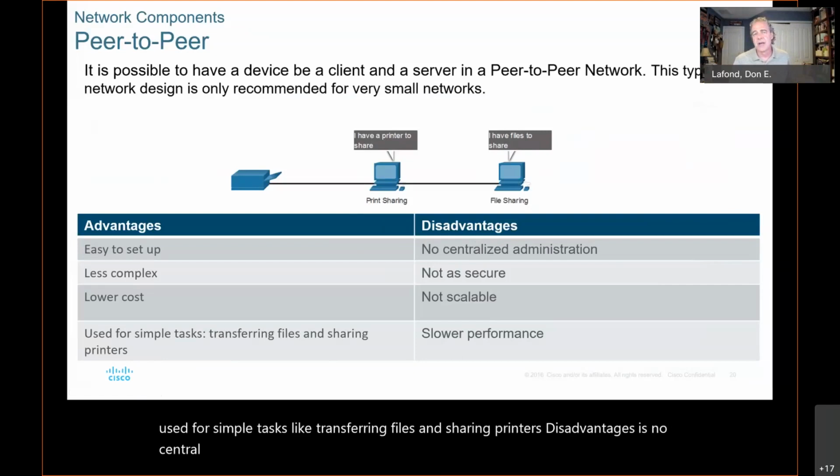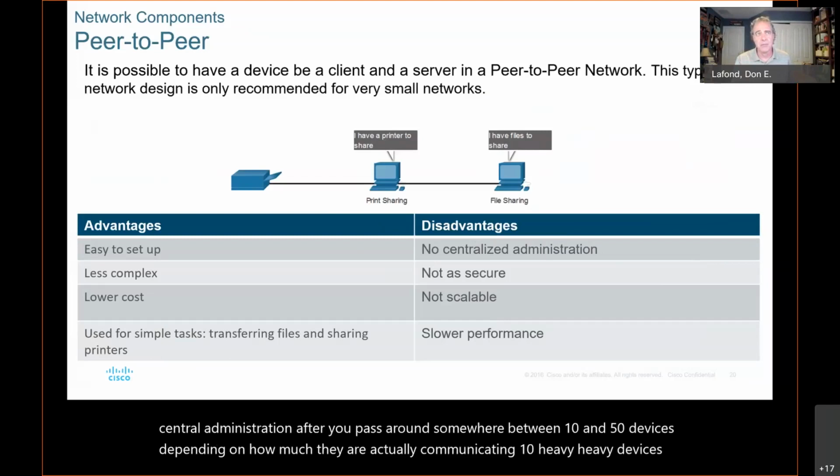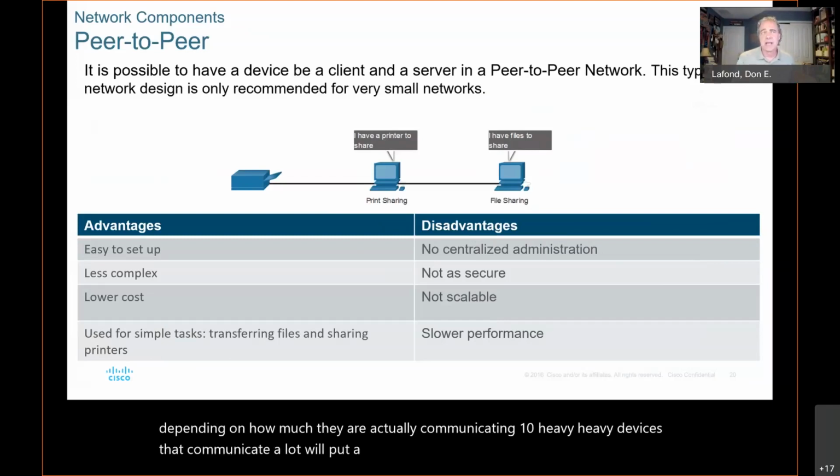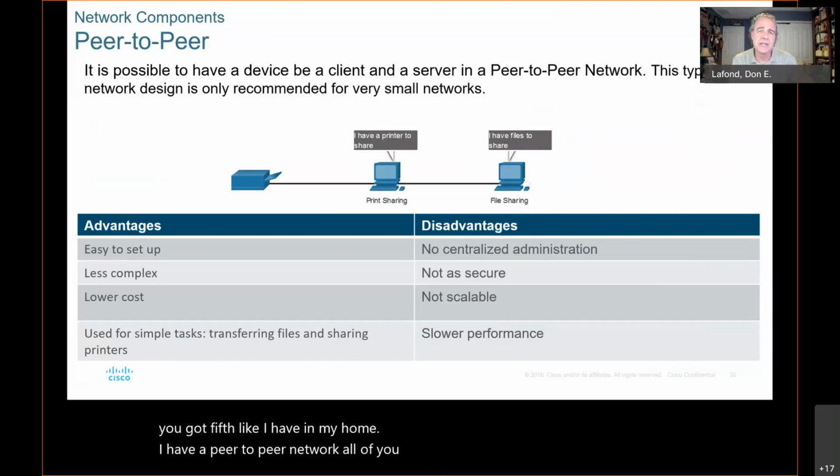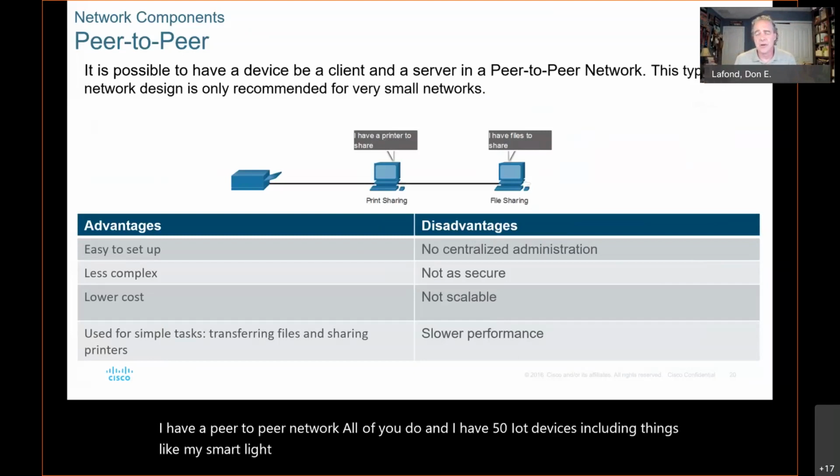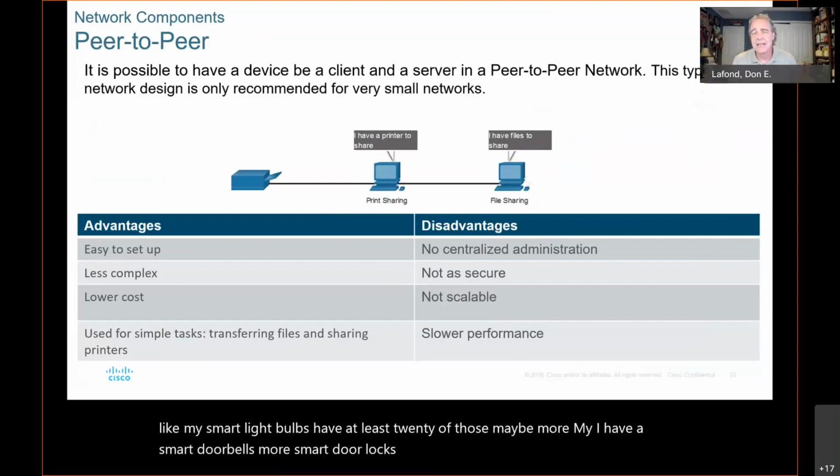After you pass somewhere between 10 and 50 devices, depending on how much they're actually communicating, 10 heavy devices that communicate a lot will put a major demand on a peer-to-peer network. If you've got 50, like I have in my home, I have a peer-to-peer network like all of you do, and I have 50 IoT devices, including smart light bulbs. I have at least 20 of those, maybe more. I have smart doorbells, smart door locks. I'd love a smart toaster, and I have a smart dryer.